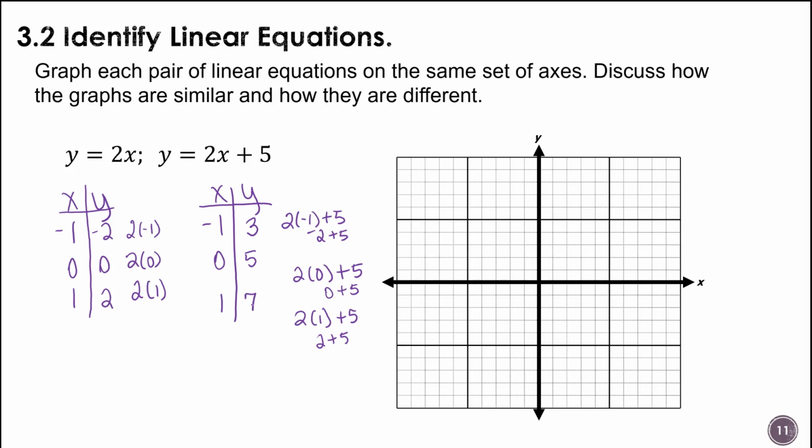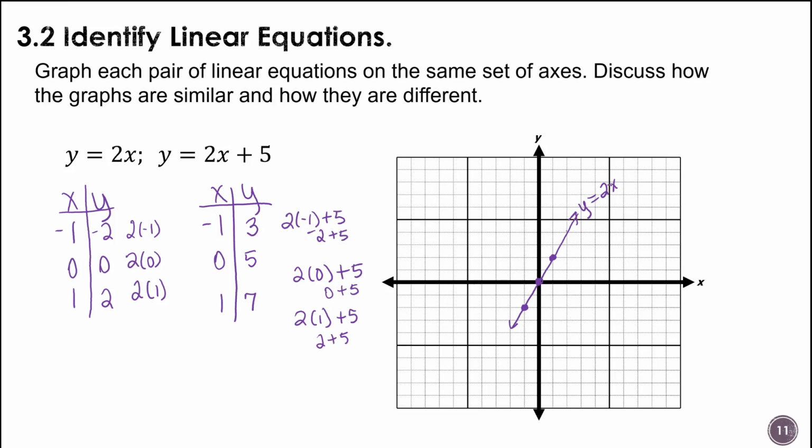Okay, so I'm going to graph the first one and label it. -1, -2, 0, 0, and 1, 2. All right, so let me draw this line. I kind of missed there. Kind of missed again. Not too bad. And this is the graph of y equals 2x.